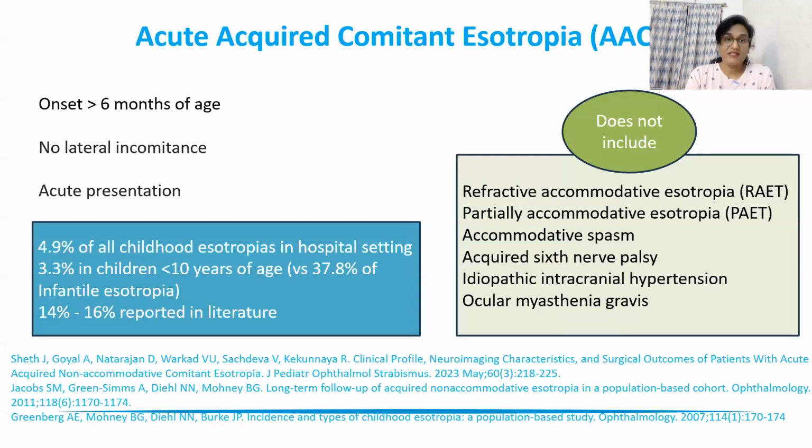Now, if we compare this with the rest of esotropias, almost 37% of children less than 10 years of age presenting to the clinic would have infantile esotropia. So you can understand that it's a very rare entity. Probably only 1/10 of infantile esotropia would be acute acquired comitant esotropia. There have been some other studies which have shown that the incidence is slightly higher, maybe around 14 to 16%.